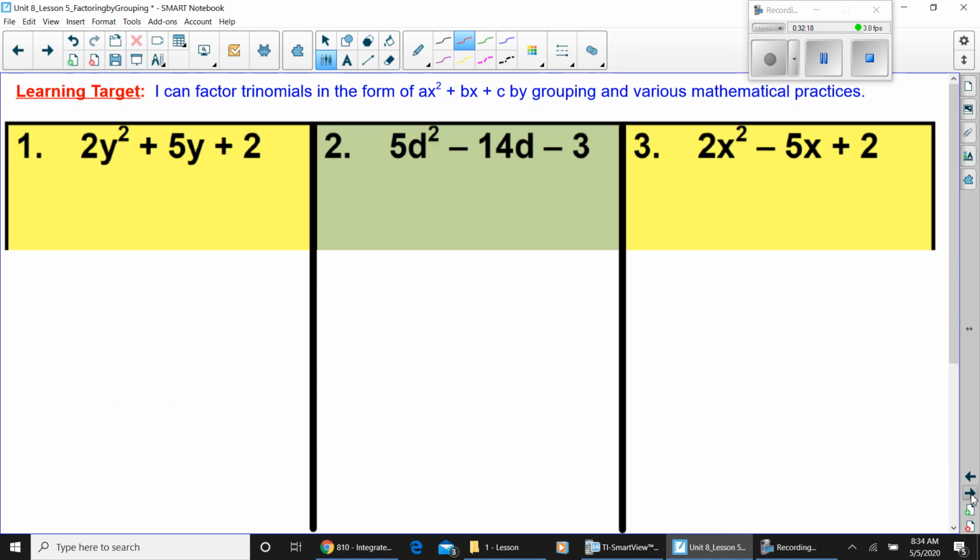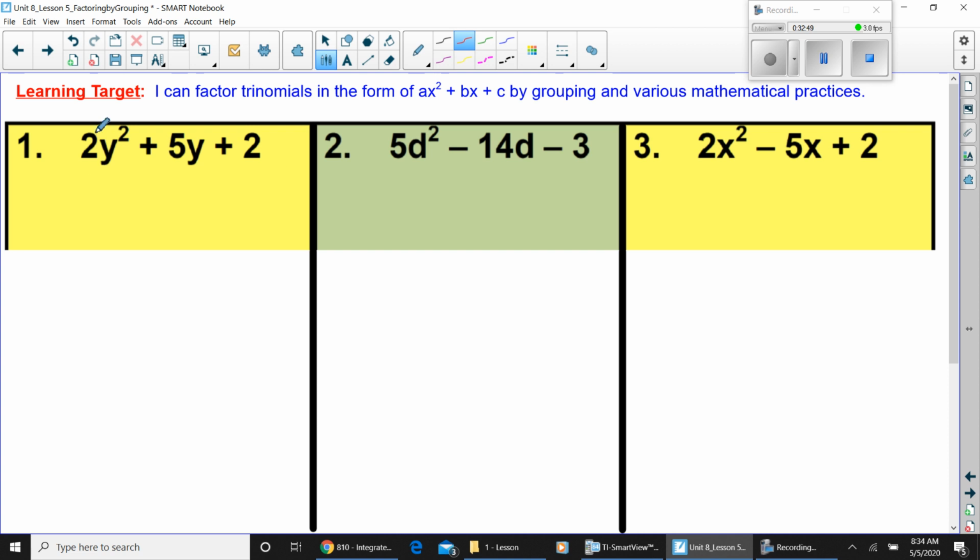All right. My page might look a little different than yours. It's because I spread it out since I need a little bit of space here. I'm just going to do this first one with you and see if you can do the second and third on your own. The first step is to see if you have a greatest common factor. You do not have a greatest common factor.